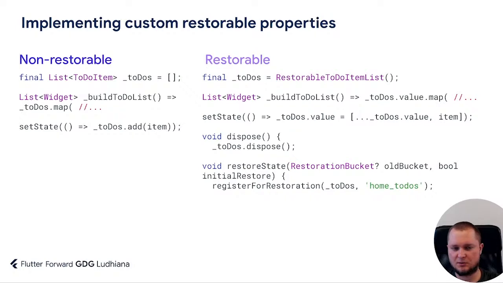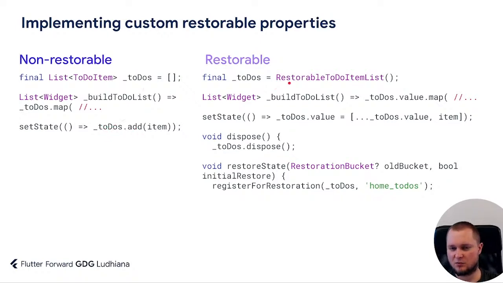Okay, and how to use it? If there is a non-restorable property, it's a simple list. If we make a widget or make a list of items on the UI, we just map the list of to-dos to a list of widgets. And if an item is added, we just modify that list.